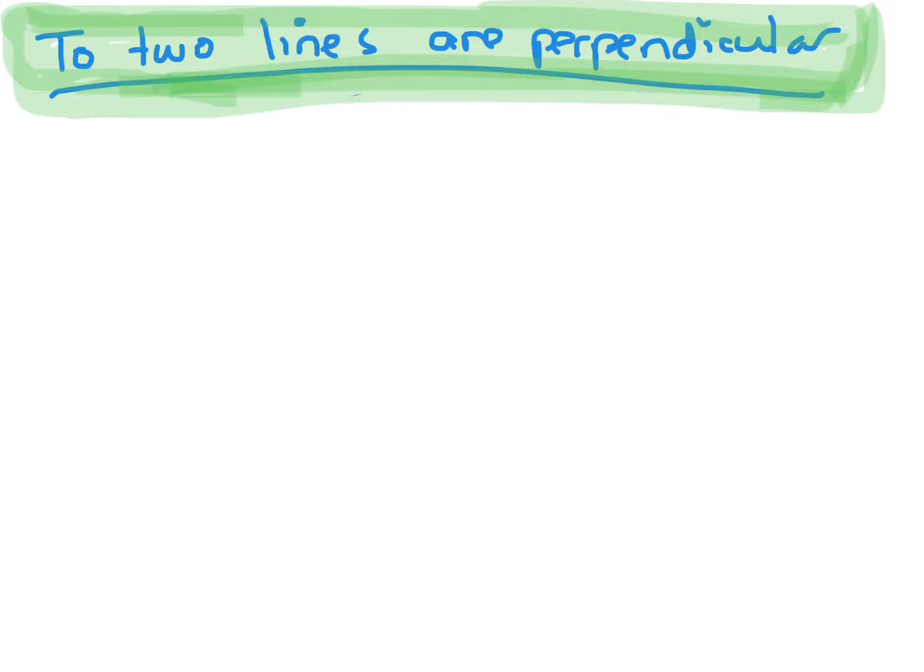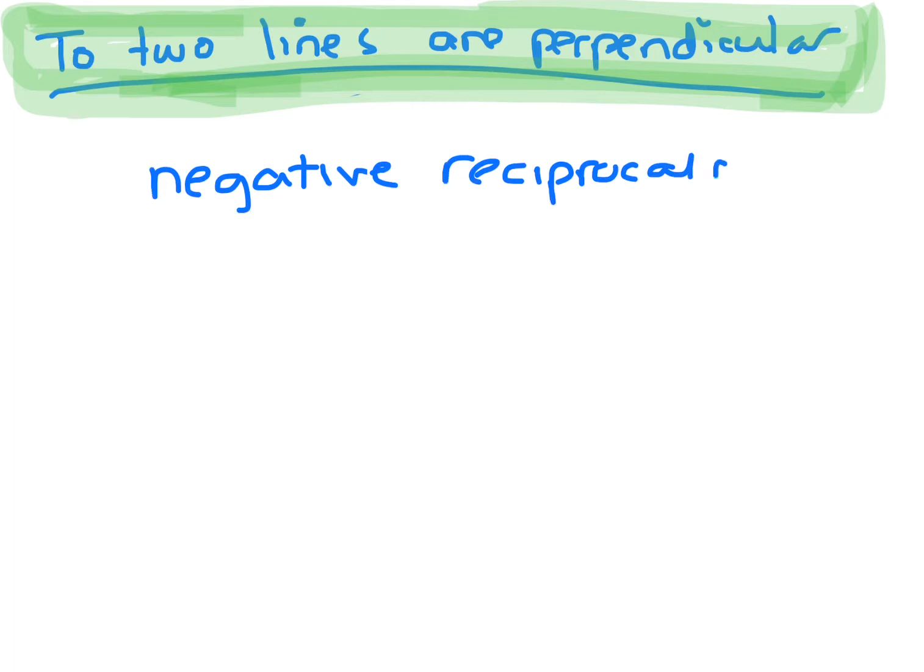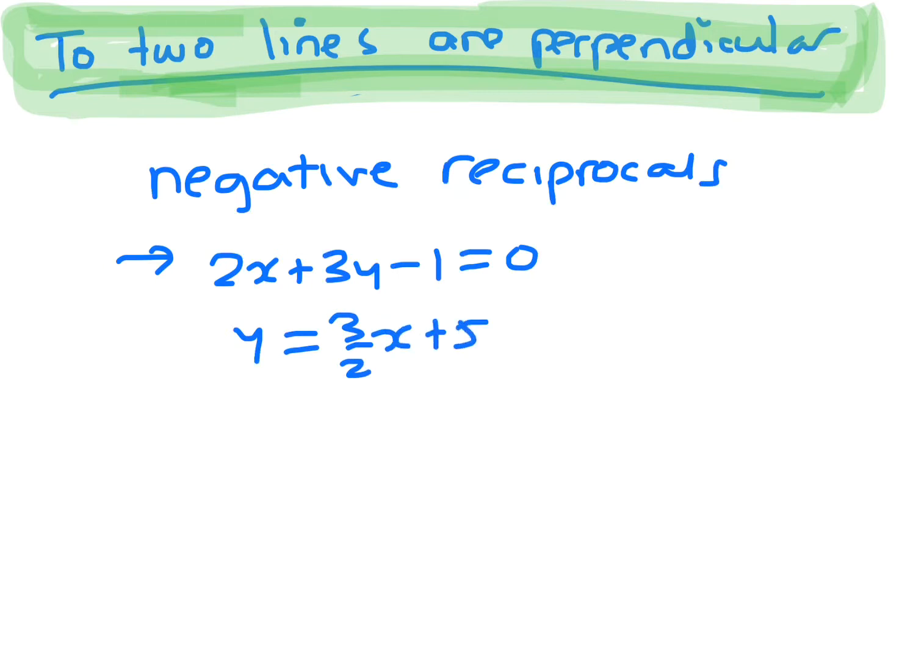Okay, so when two lines are perpendicular, then their gradients are negative reciprocals. So, for example, 2x plus 3y minus 1 equals 0, and y equals 3 on 2x plus 5.